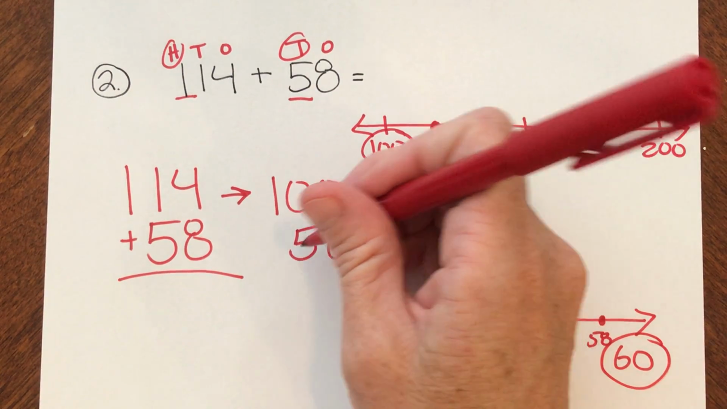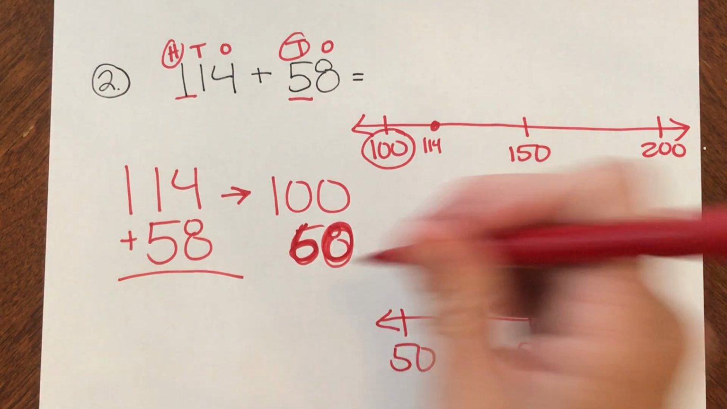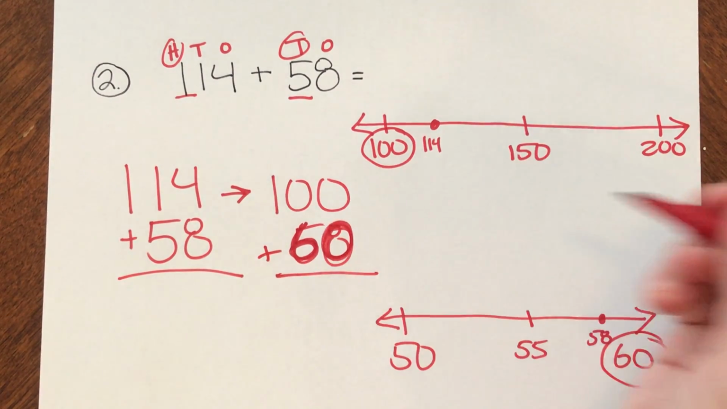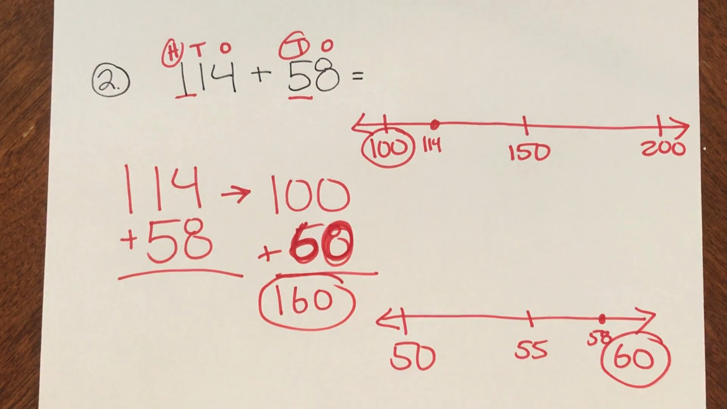Oh, I'm sorry, friends. I messed up. I meant to put 60, not 58. So what is 100 plus 60? 160. So my about sum or my approximate sum or my estimated sum would be 160.